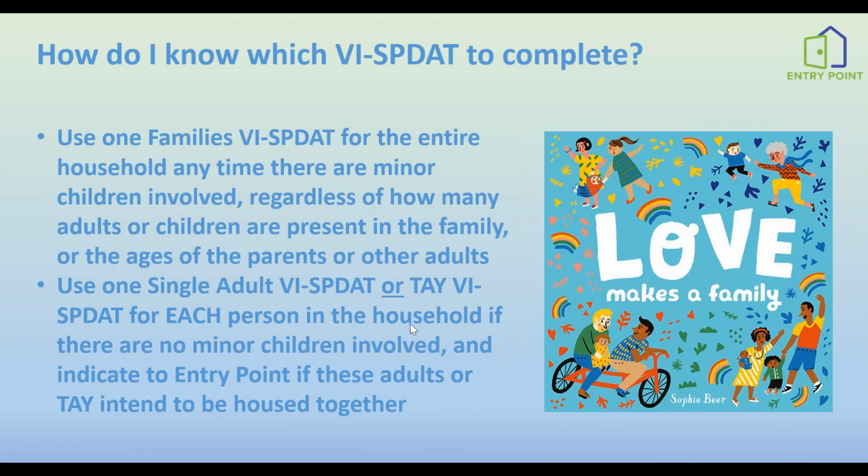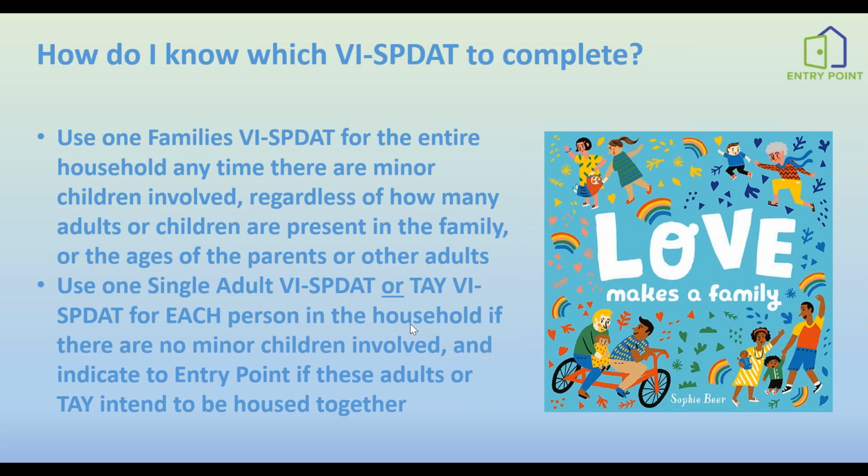Just to underscore, we're going to use one family VI SPDAT for the entire household anytime there are minor children involved, regardless of how many adults or children are present in the family or the ages of the parents or other adults. If the children are minors, it's a family VI SPDAT for the whole family. We use one single adult VI SPDAT or TAY VI SPDAT for each person in the household if there are no minor children involved, and we indicate to the entry point lead team if these adults or TAY intend to be housed together.